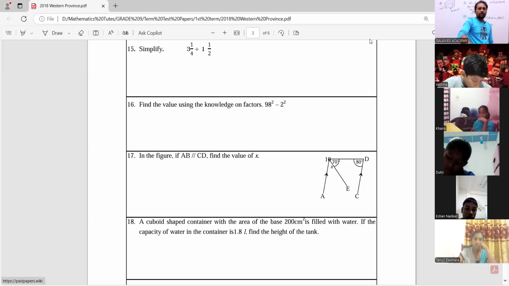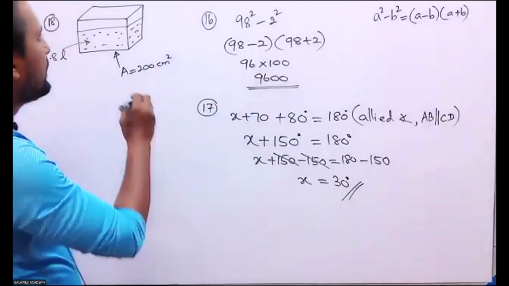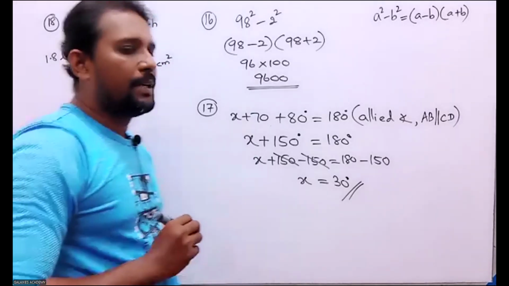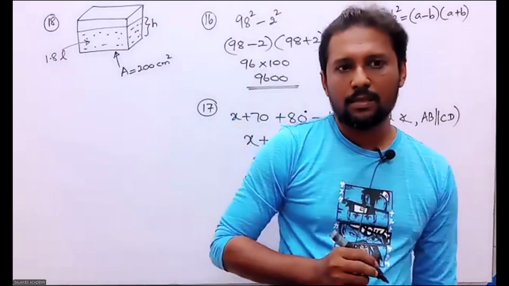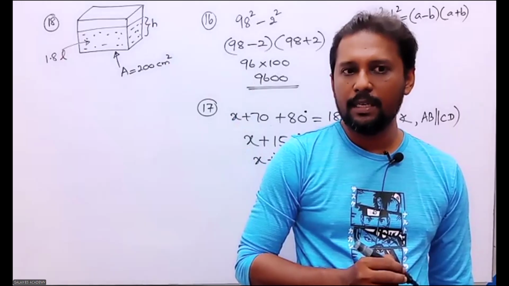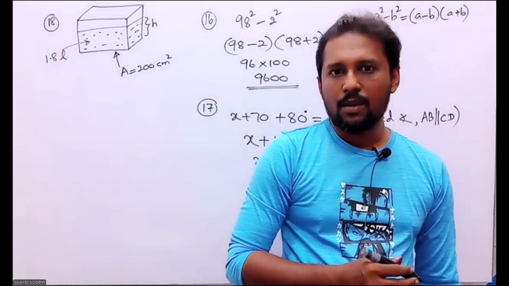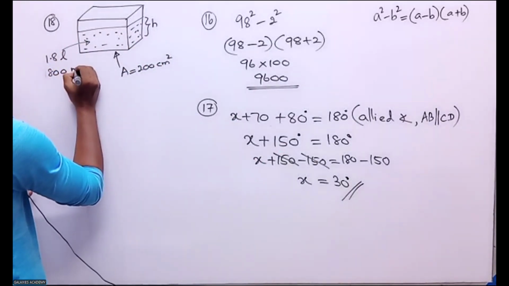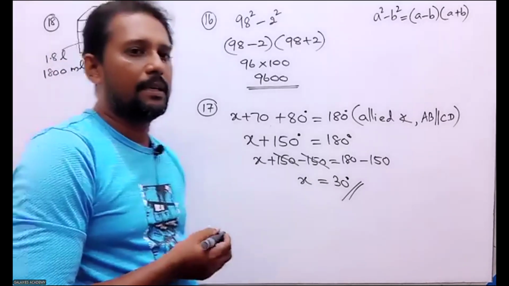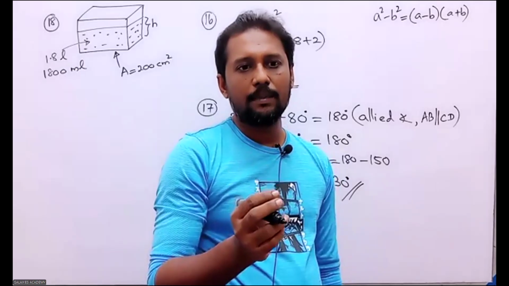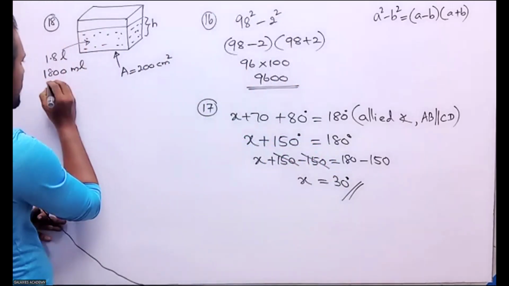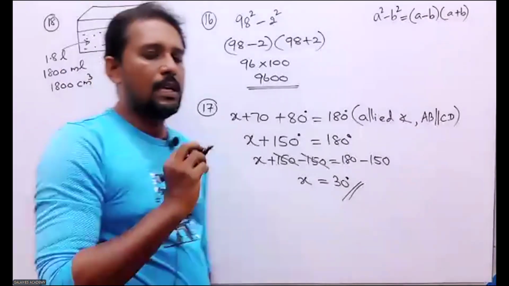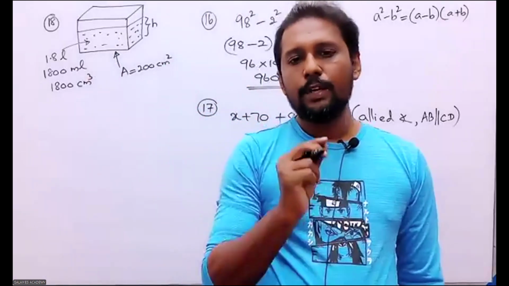Right. How can you do this one? I can take this height as h. Can you tell me 1.8 liters means how many milliliters? You have to multiply by 1000. 1800 milliliters. That means how many cubic centimeters? 1 milliliter equals 1 cubic centimeter. So the milliliter value is also equal to 1800 cubic centimeters. 1800 cubic centimeters.